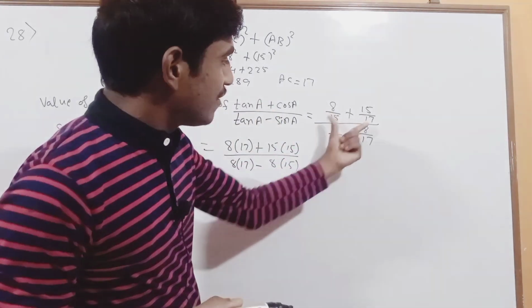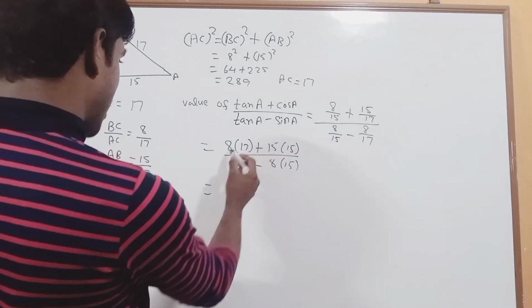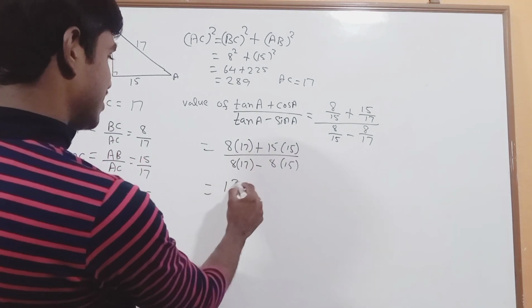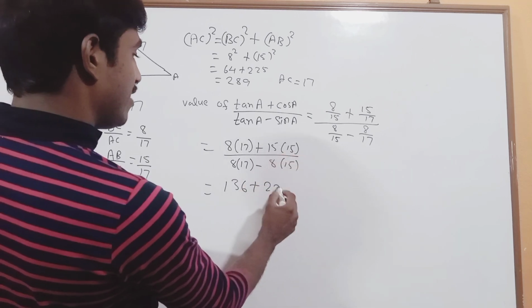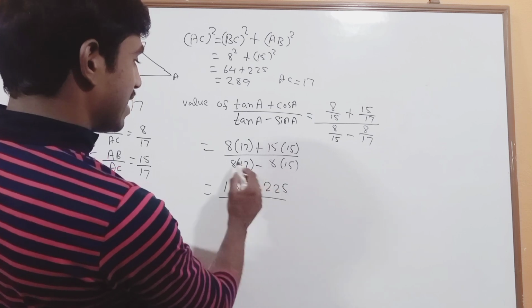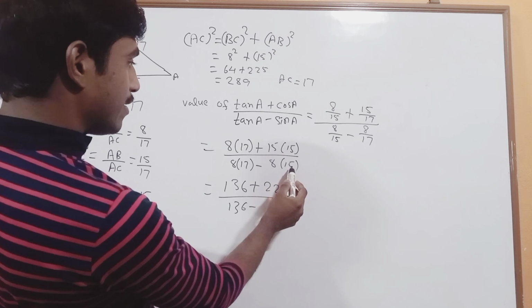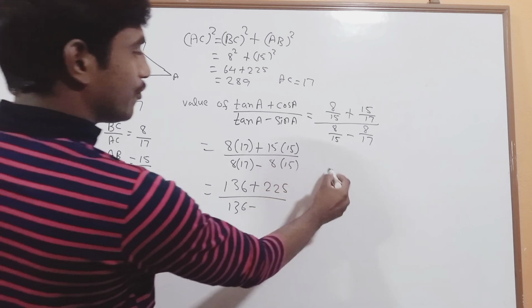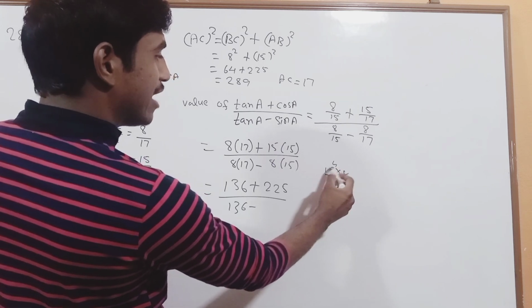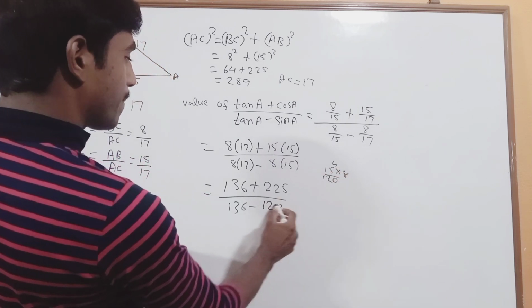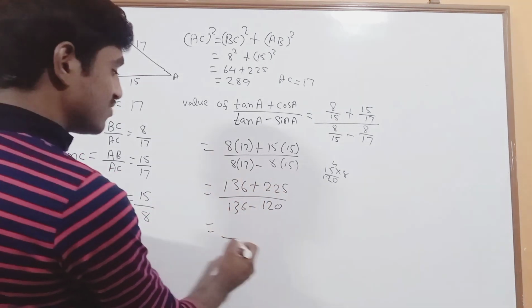Here LCM 15 into 7 and here also 15 into 7, it gets cancelled. So we get here, now 17 into 8 will be 136 plus 15 square is 225 divided by again 17 into 8 is 136 minus 15 into 8. So 15 into 8 is 8 5s are 40, carry 4, 8 1s are 8 plus 4, 12. So 120. So 225 plus 136 divided by 136 minus 120.